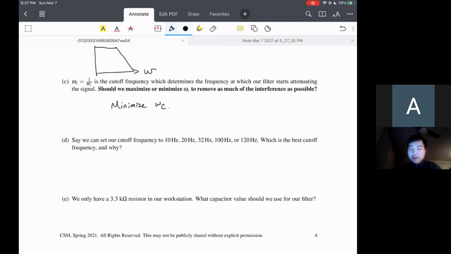And then for part D, say that we can set our cutoff frequency to 10 Hertz, 20 Hertz, 32 Hertz, 100 Hertz, or 120 Hertz.